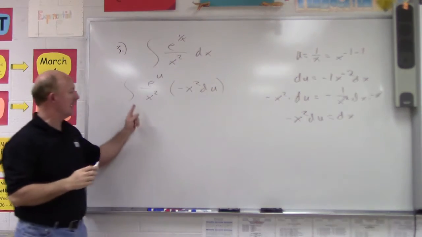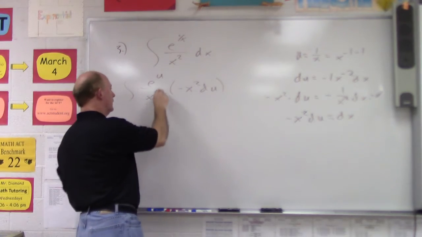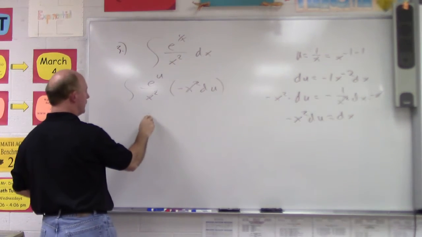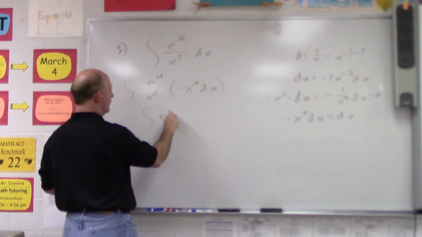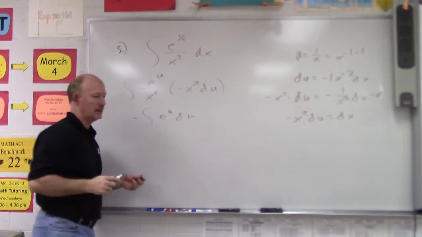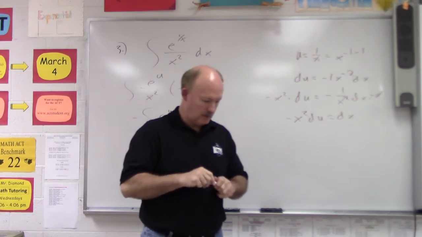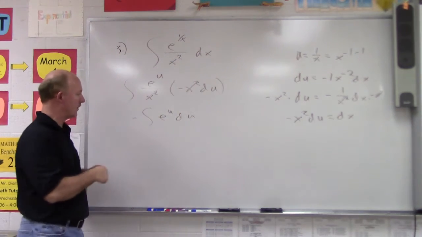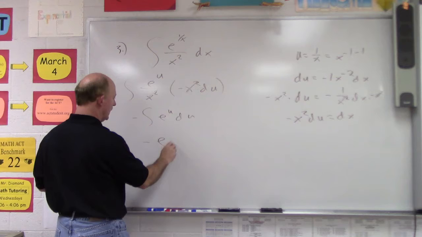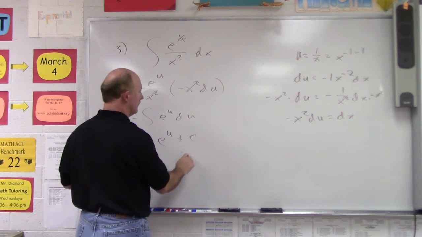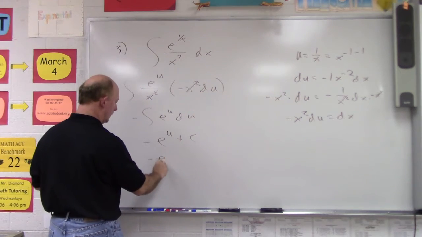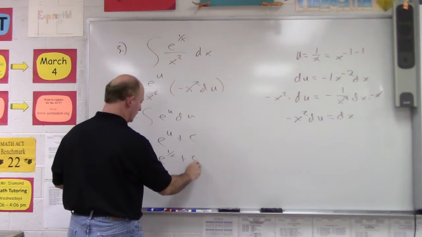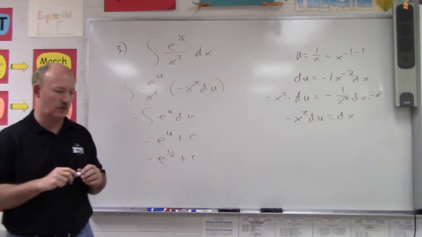All right, now you can see the x squares are going to cancel, so these cancel out. We'll pull the negative out front, so it becomes negative integral e to the u du. All right. Now we've written our integral completely in terms of u. We're ready to find our antiderivative now. This will be negative e to the u plus c. Substituting back in now gives us negative e to the 1 over x plus c. And that's our answer. So we're done.